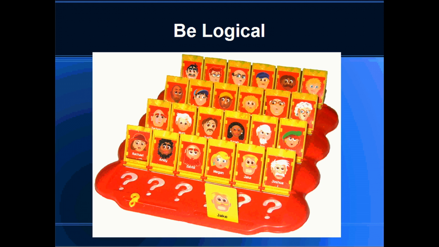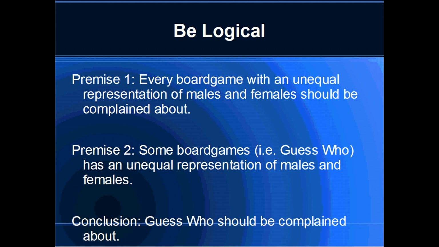So with the help of her mom, they write a letter to the CEO of Hasbro Games. And basically this is how we could express her view in a categorical syllogism. Okay, premise 1. Every board game with an unequal representation of males and females should be complained about. Premise 2. Some board games, specifically Guess Who, has an unequal representation of males and females. So conclusion, Guess Who should be complained about.